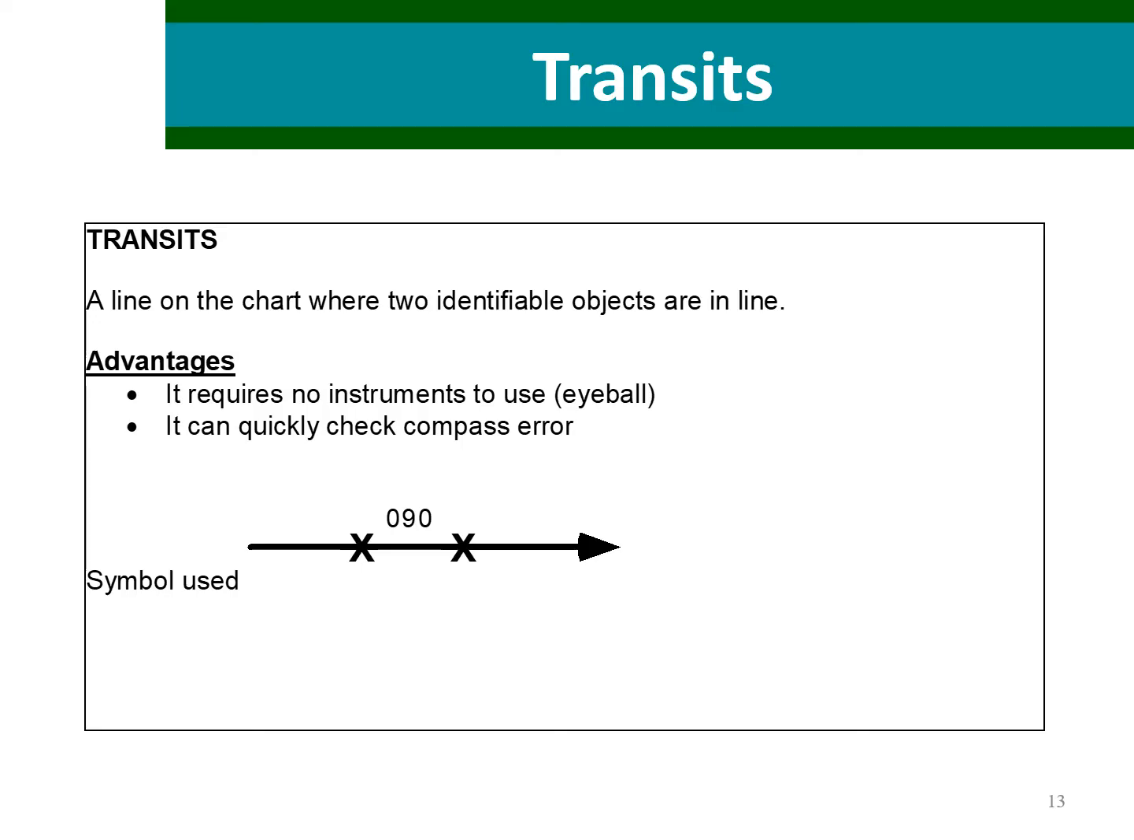You can basically use the sight or the bearing of the sight, and you can quickly check the compass error as well, because you have the bearing marked on the chart, and you can take the bearings from your compass, and the difference between the two will give you the compass error as well.